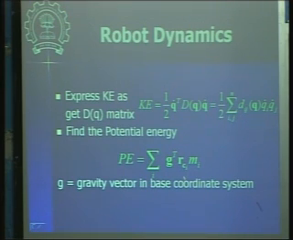Next you find the potential energy. So this r_c is the link CG, the coordinate of the link CG, and this g is the gravity vector expressed in the base coordinate frame. Mi is the link mass. So the summation of these over all the links will give you the potential energy of the manipulator.